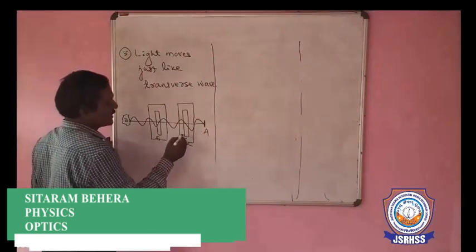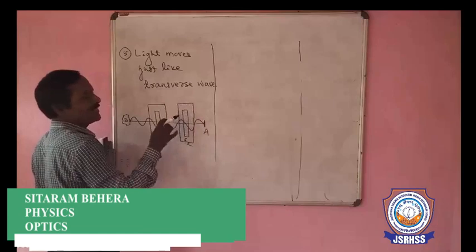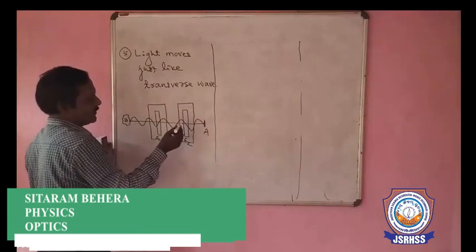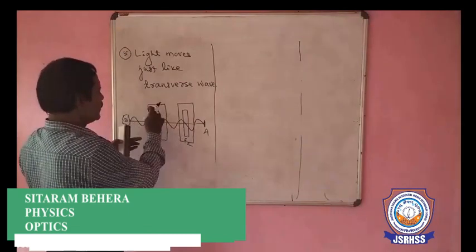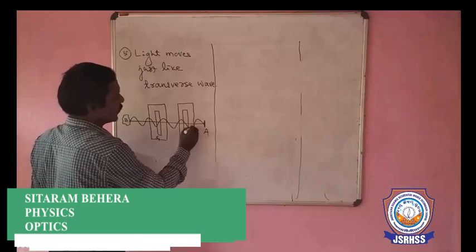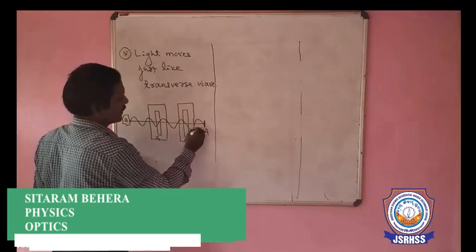Now, if the slit S2 is rotated 90 degrees, that is, the slit is placed perpendicular to the slit S1, then no wave will come out of the slit S2.